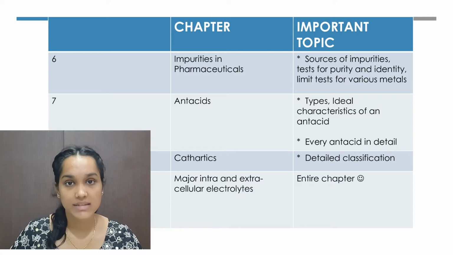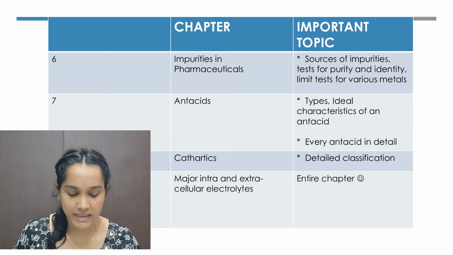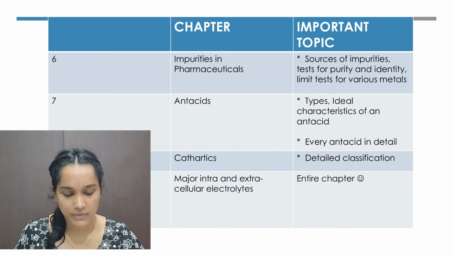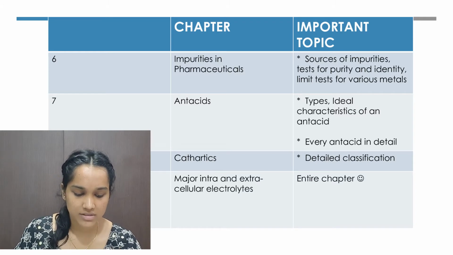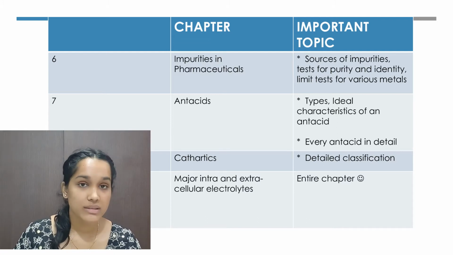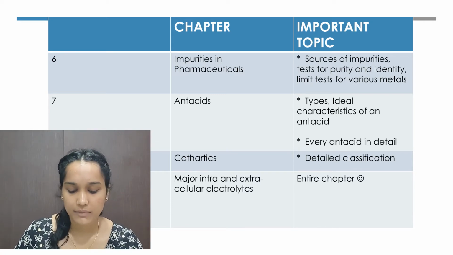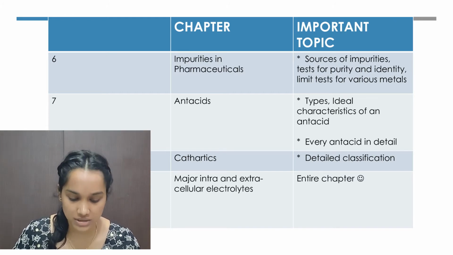So antacids is important. Then we have cathartics. So here we have classification: magnesium hydroxide, magnesium sulfate, sodium phosphate, dried sodium phosphate, sodium potassium tartrate, potassium bitartrate, etc. Then we have major intra and extracellular electrolytes. This is again important, especially इसमें ORS का आता है. So write a note on ORS, it is asked a lot of times, so that is important. Apart from that, we have physiological ions, electrolytes used for replacement therapy, that is ORS. Then acid base balance is very much important, and so is combination therapy.